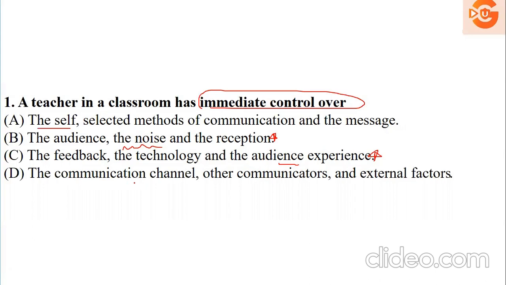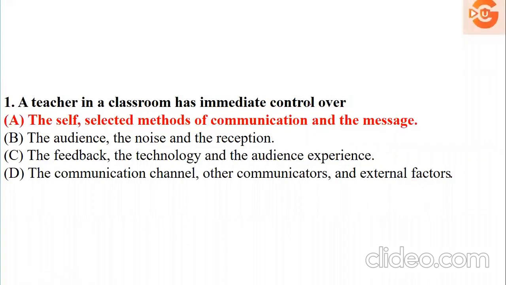Next is the communication channel, other communicators and external factors. External factors आपको पता है uncontrollable होते हैं. Internal factors are controllable. So external factors पे तो control है नहीं. So that again becomes a doubt. So if you see the question, option A comes in close relation. So option A will be your right answer, that is the self-selected methods of communication and the message.